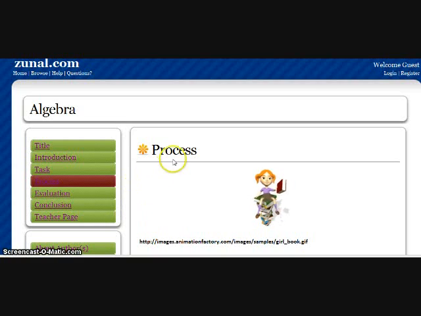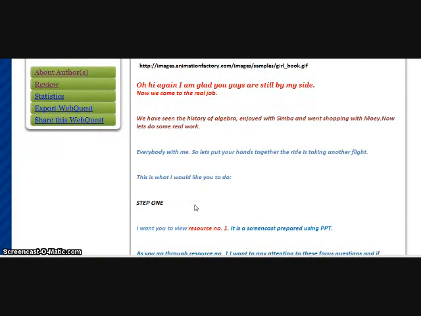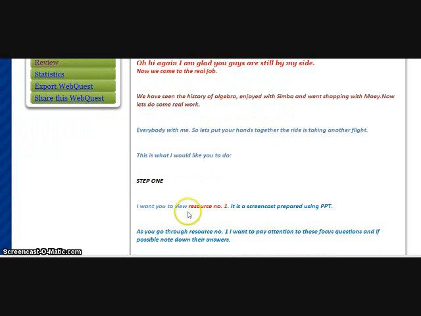Next page on my web quest is the process page. The process page is the most important page on the web quest as it outlines all the learning activities that the learners will be engaged in while completing the tasks. Note that I have again used animation in the process page. This motivates the students. Let's have a look at the resources that I have placed in my process page.